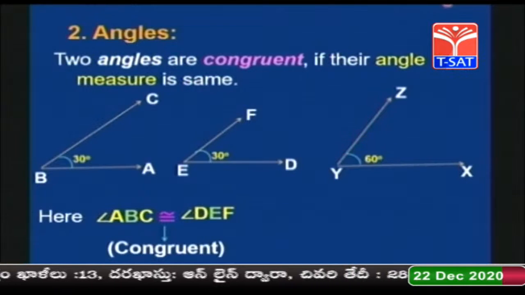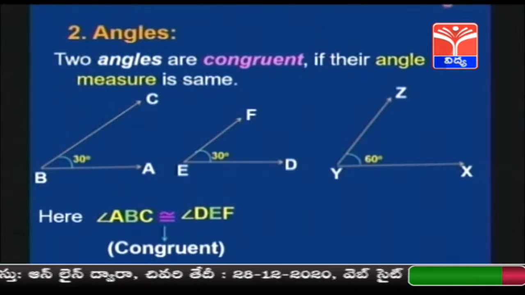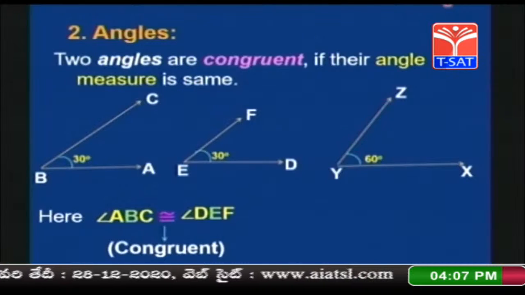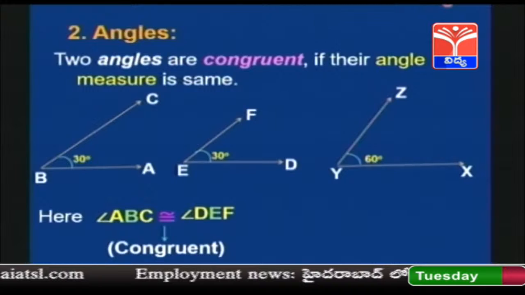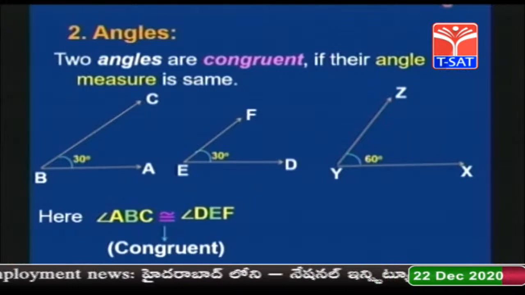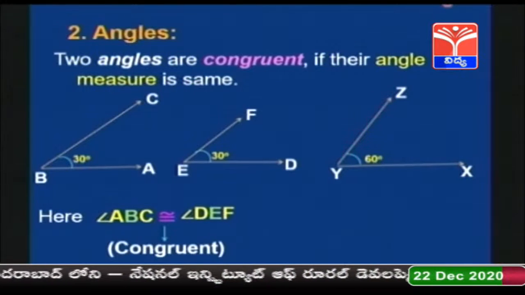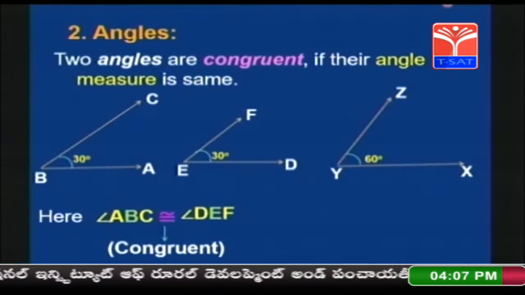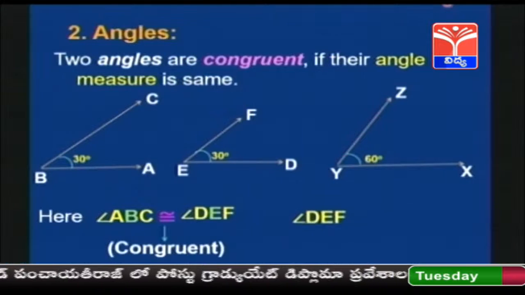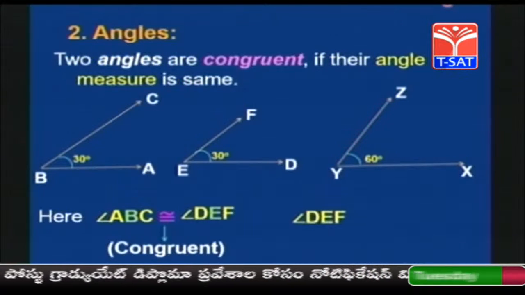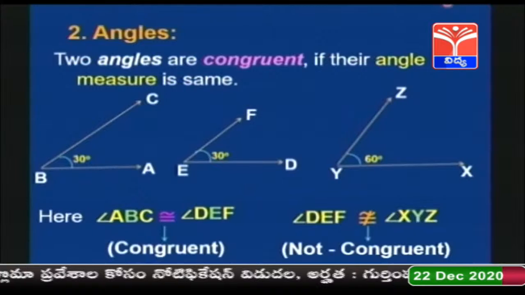Now what is the relation between the angles DEF and XYZ? Do you think they are congruent? No, because their angle measures are different. Angle DEF is 30 degrees and angle XYZ is 60 degrees. So they have different measures, so they are not congruent, and we denote it like this: angle DEF is not congruent to angle XYZ.